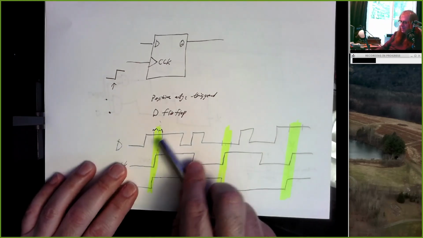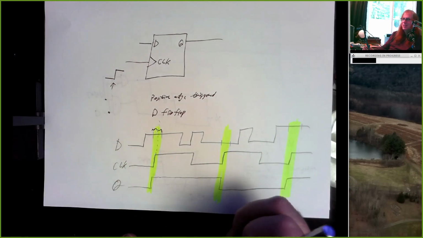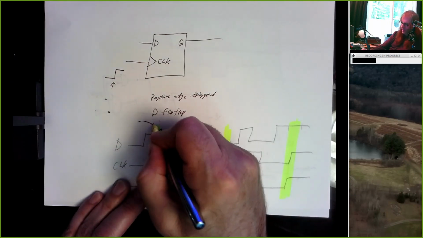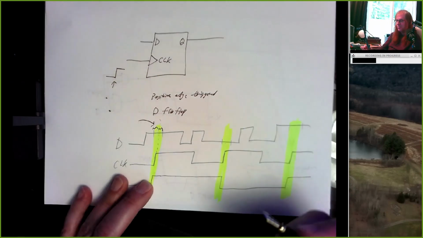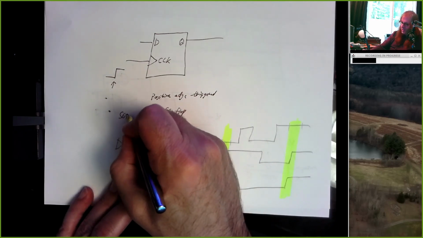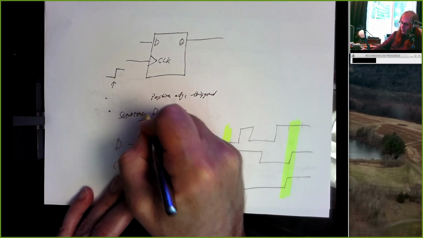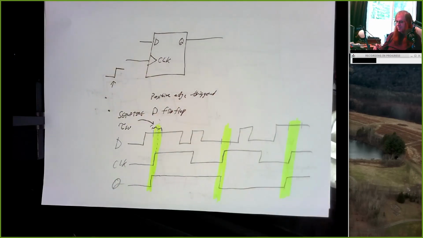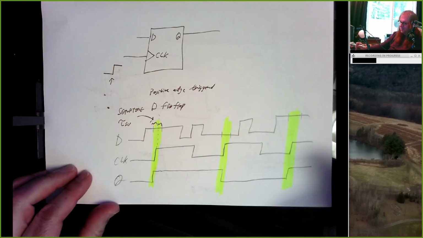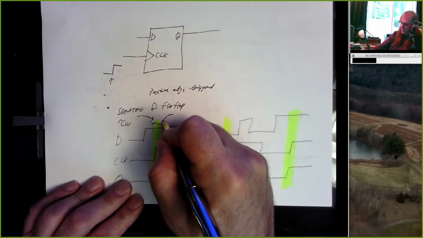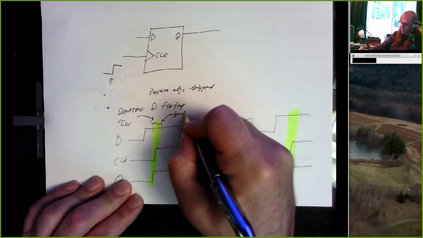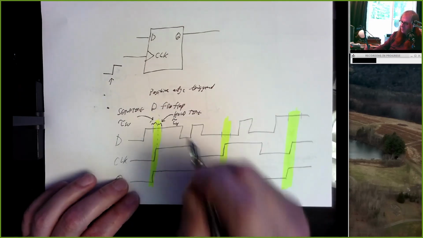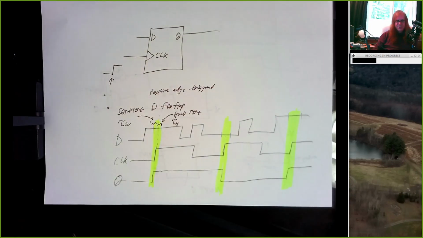Certain amount of time before and after the edge, the inputs have to be stable. And so this amount of time that we need to keep the inputs unchanged before, this is the setup time. And it's sometimes written as tau with a subscript su for setup. Tau is Greek letter T for time. And the amount of time we have to be stable after, this is called the hold time. And that's sometimes written as T with an H for a subscript. Let's say hold time.